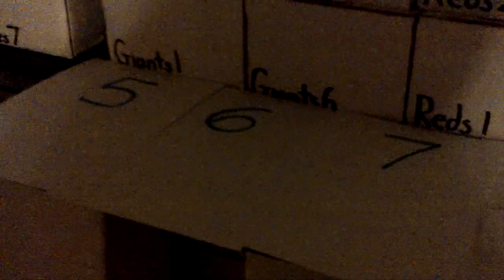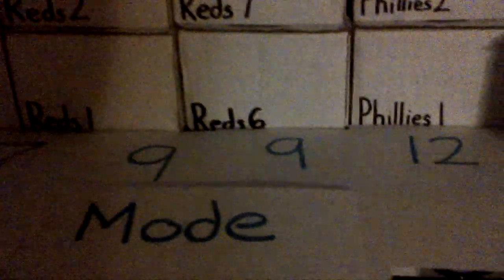Okay? The range is also going to be the same. Again, you have a 12 and a 5. The 12 is your highest. The 5 is your lowest. So you're going to take them, subtract them. So in this case, your range would be 7.